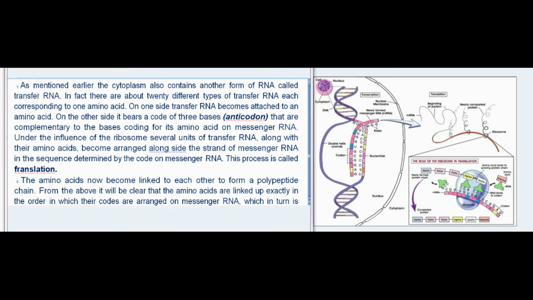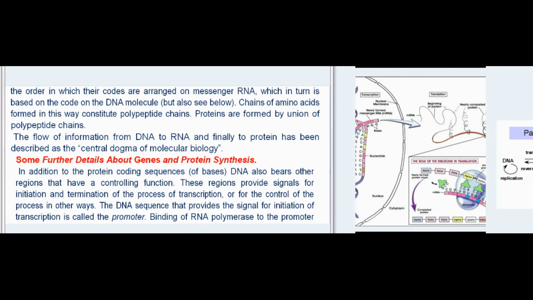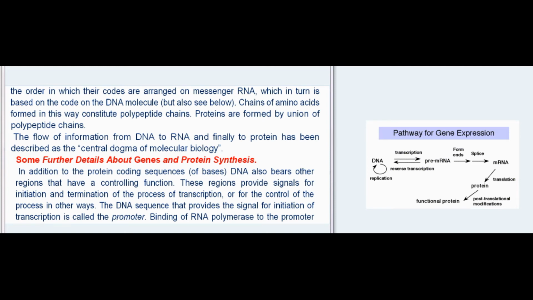The amino acids now become linked to each other to form a polypeptide chain. From the above it will be clear that the amino acids are linked up exactly in the order in which their codes are arranged on messenger RNA, which in turn is based on the code on the DNA molecule, but also see below. Chains of amino acids formed in this way constitute polypeptide chains. Proteins are formed by union of polypeptide chains. The flow of information from DNA to RNA and finally to protein has been described as the central dogma of molecular biology. Some further details about genes and protein synthesis.